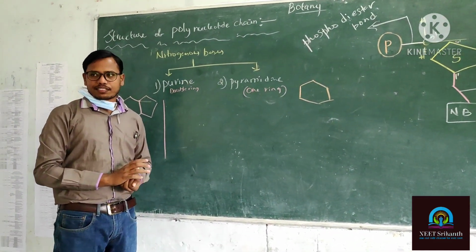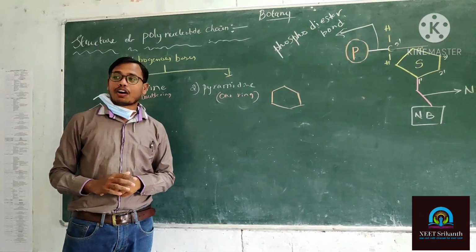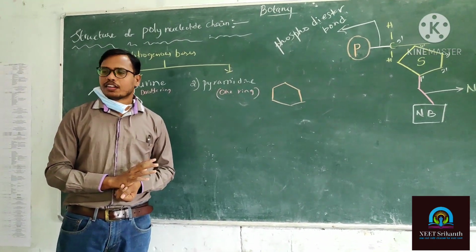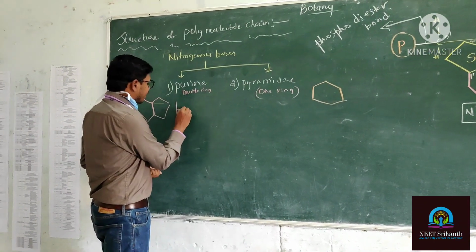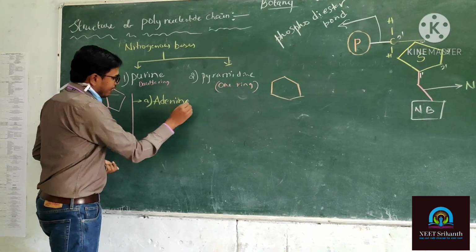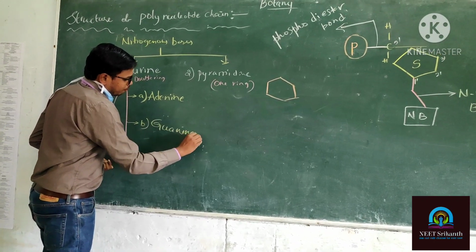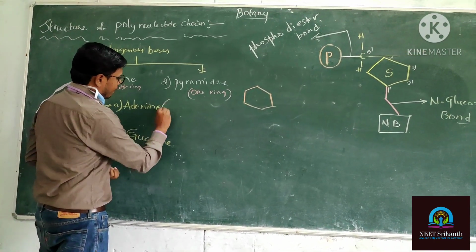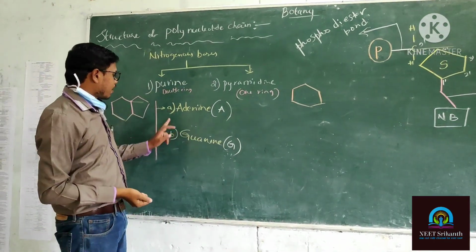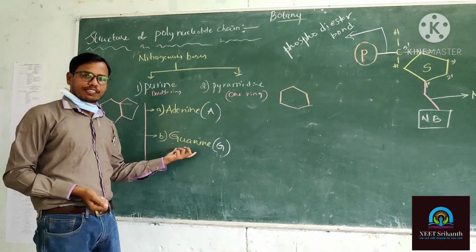Then what about the purines? We have two types of nucleic acids, DNA and RNA. In the nucleic acids, we have only two types of purines. How many purines are there? Two. The first one is adenine, and the second one is guanine. It is clear. How many purines are there? Two. First one is adenine and second one is guanine.